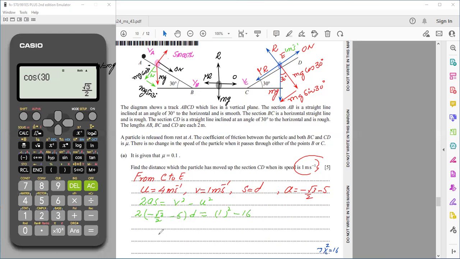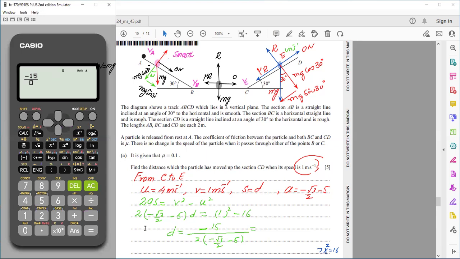Now you have to use your calculator and find the answer. So d is equal to 1 minus 16, which becomes minus 15, divided by 2 times minus root 3 by 2 minus 5. Just use your calculator and find the answer. I will make it clear. I have to make the fraction. In this fraction, in the numerator I have minus 15.